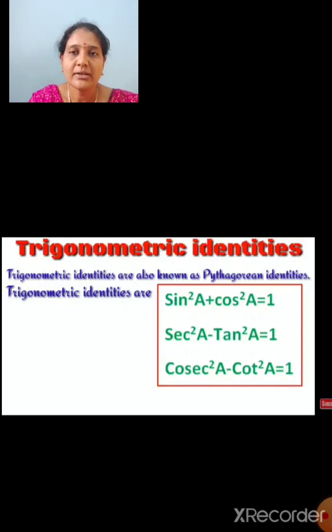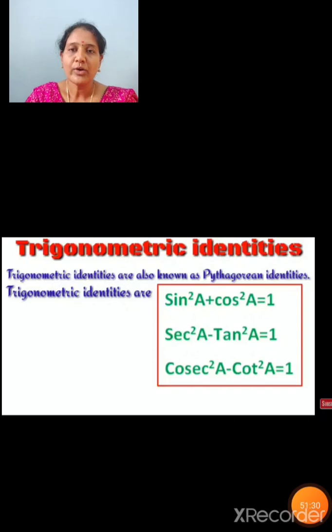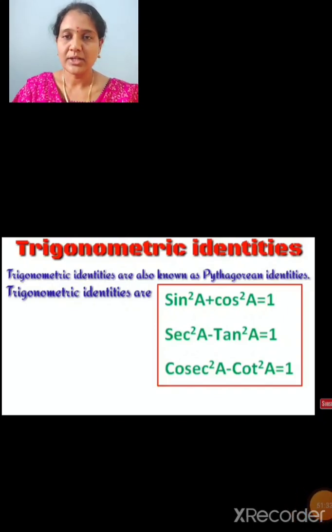In your simplification of problems, what is the sec square A value? Sec square A can be written as 1 plus tan square A. Cosecant square A can be written as 1 plus cot square A. Sin square A can be written as 1 minus cos square A. So you have to identify the answer like that in the simplification of problems, children. You have to learn all these things, children. This is very important. That's why I am telling like this, children.